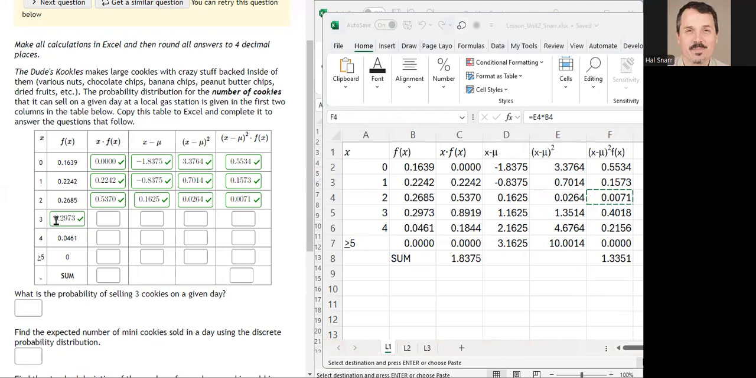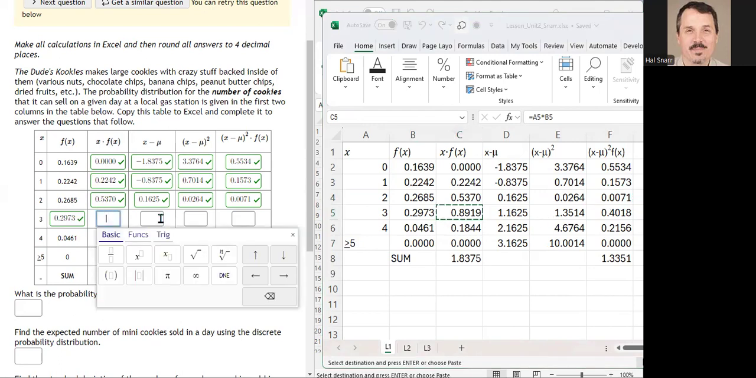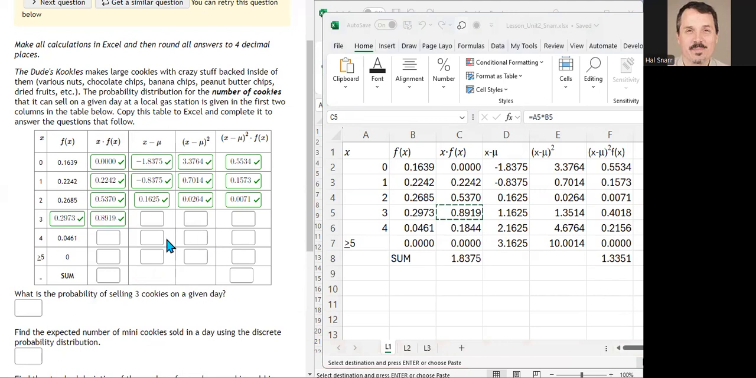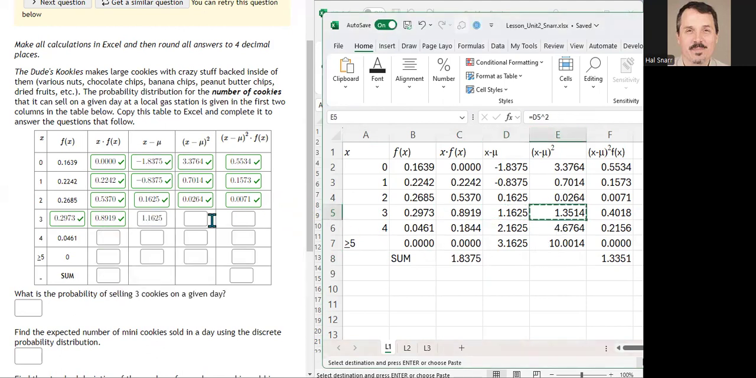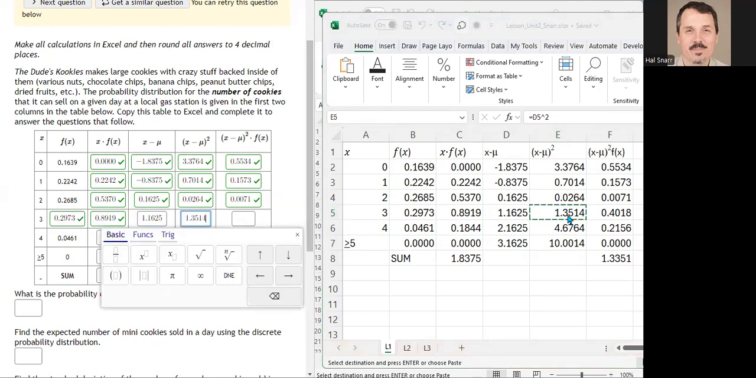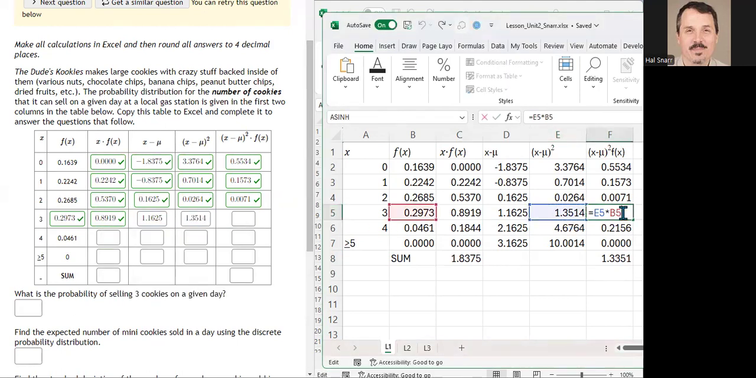Okay, now we want to multiply 3 times its probability, right? 3 times its probability is 0.8919. And then we're going to take the deviation from the mean. 3 is greater than the mean, right? And it's greater than the mean by this amount. We square that, and then we multiply that square deviation from the mean by the probability, and we get that number. Okay, then we just continue.